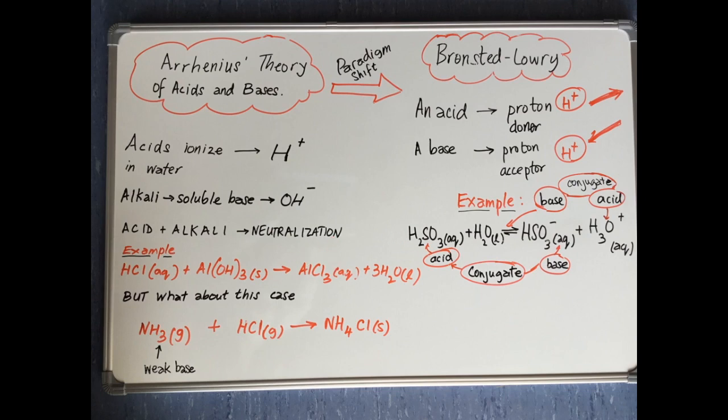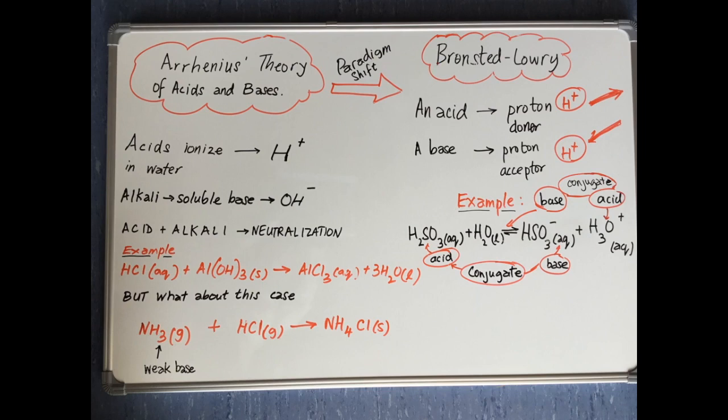But what about a case like this? Ammonia, which today is defined as a weak base, reacting with hydrochloric acid to form ammonium chloride. If it is that ammonia has to be described as a base, then the Arrhenius definition of acids and bases was clearly not sufficient.